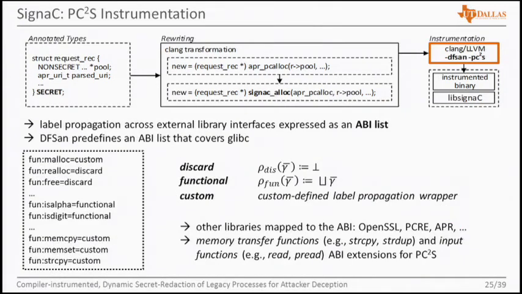It also handles the case where you have to propagate taint across external libraries and APIs, where those libraries are not compiled with the framework, which means they're not instrumented. In this case, we can specify the propagation behavior from arguments to the return value for each function through this ABI list, or application binary interface list.